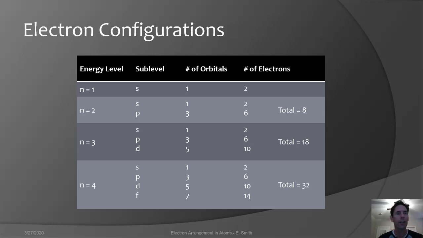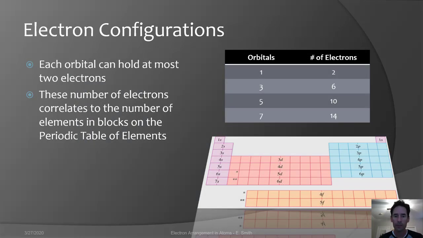What is the pattern here? Well, energy level 1, there's 1 sublevel. There's 1 orbital, which can hold a maximum of 2 electrons. In energy level 2, there's 2 sublevels, S and P. The number of orbitals, we have 1 and we have 3. We have 2 and we have 6 for the number of electrons in each one of the orbitals, which makes a total of 8. So let's go back to our periodic table.